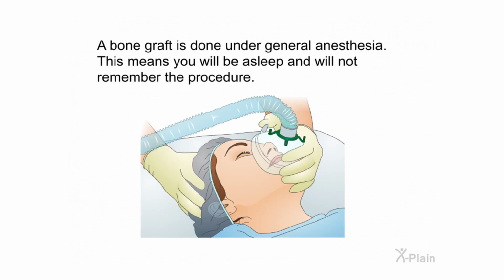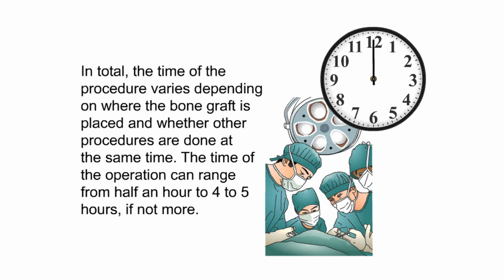Bone graft. A bone graft is done under general anesthesia. This means you will be asleep and will not remember the procedure. In total, the time of the procedure varies depending on where the bone graft is placed and whether other procedures are done at the same time. The time of the operation can range from half an hour to 4 to 5 hours, if not more.